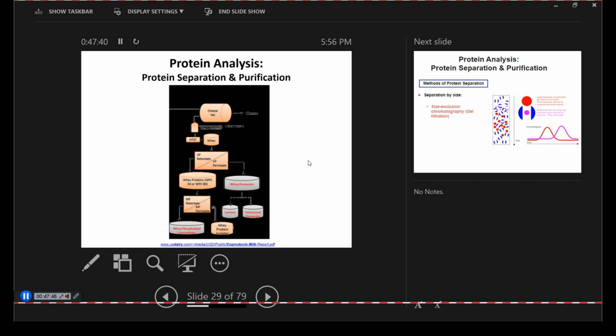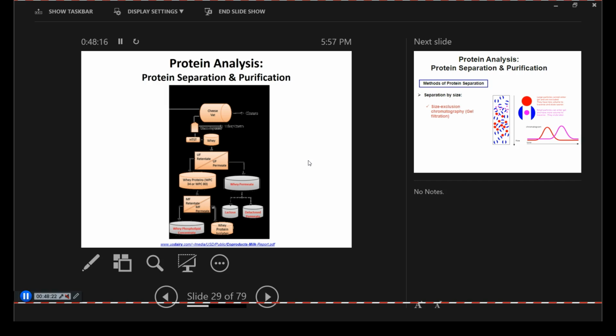Okay? So if you want to convert WPC to WPI, you take the WPC here and you pass it through microfiltration. This has larger pore size than ultrafiltration. But in this case, what you're doing is separating phospholipids here. You do have some protein that might be retained, but most of the protein will go through and you get a permeate, and that permeate is your whey protein isolate of 90% protein or higher.